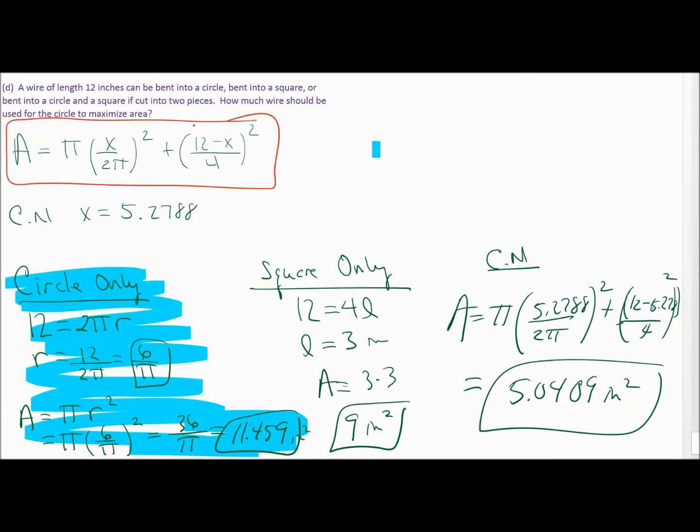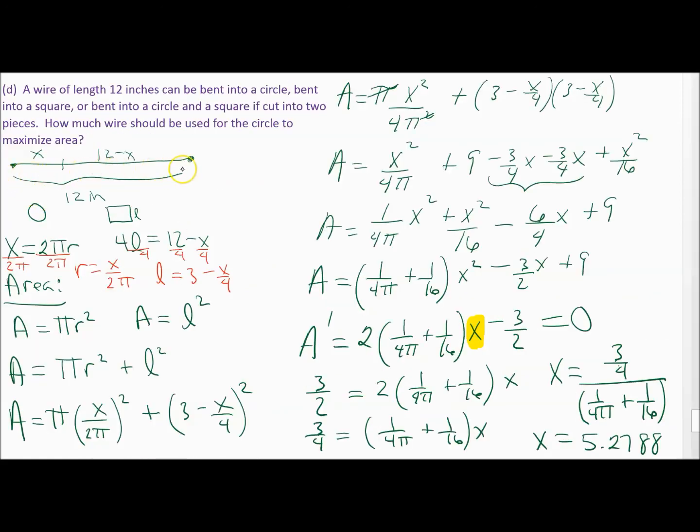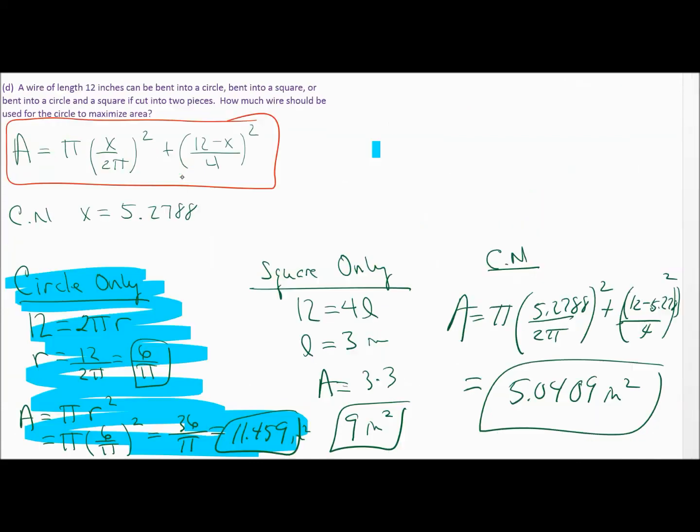If you'll recall, if I flip back a page, the circle only would mean all x goes to the circle. So that would be the same thing as saying just let x equal 12 and plug it into the area. And see if you don't get 11.459. I'm not going to check it right now. You should. Okay, without a doubt you should. The way I calculated it is just thinking through it, but really you could use the formula.